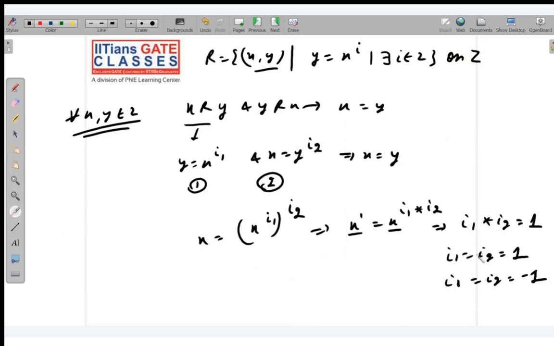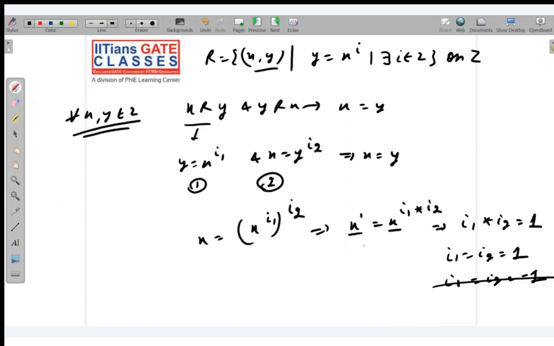So you cannot say 1 by 2 and 2, because 1 by 2 is not an integer. So either this or this. But we will not take this possibility. Why can we not take it? Because if i1 is equal to i2 is equal to minus 1, then x power minus 1 will be 1 by x, and 1 by x is not an integer quantity, so we cannot take this. We have to cross it. So finally only one possibility, that is i1 is equal to i2 is equal to 1.